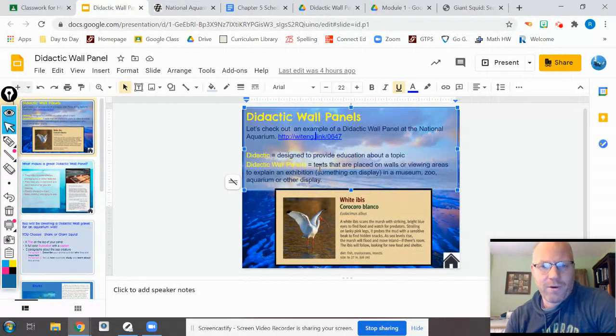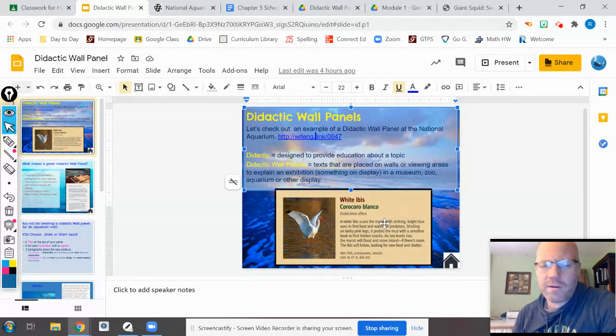A didactic wall panel is text that is placed on walls or viewing areas to explain an exhibition, something on display in a museum, a zoo, aquarium, or other display. So if you went to, let's say, a zoo, you might see the white ibis, and you're like, whoa, what's that white bird out there? Look how skinny its legs are and how long its beak is.